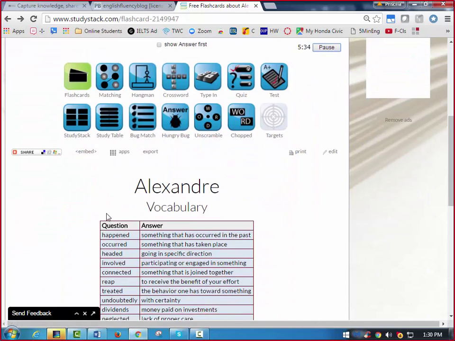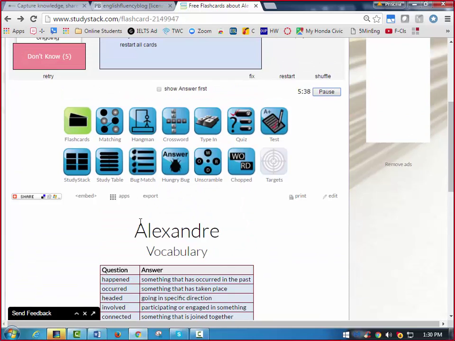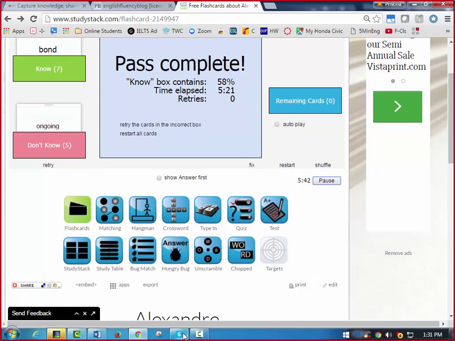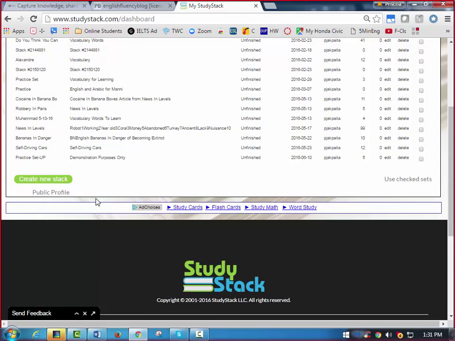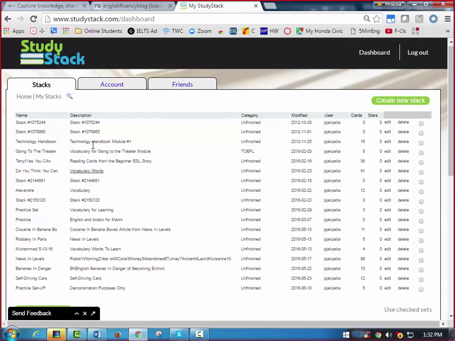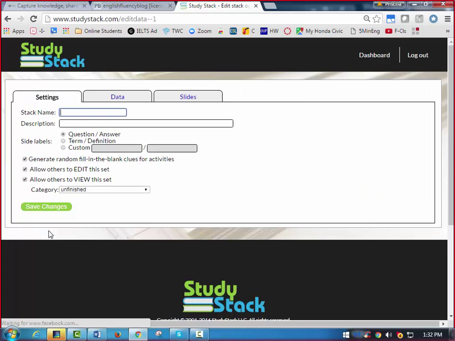Here are your vocabulary words. I'm going to create a new one. I'm going to pause myself for a second. All right, so when you're ready to create your own study stack, the reason I have Alexander's study stack in my stack of study stacks is because he shared it with me. So you will go back to this first page and you'll click Create New Stack.